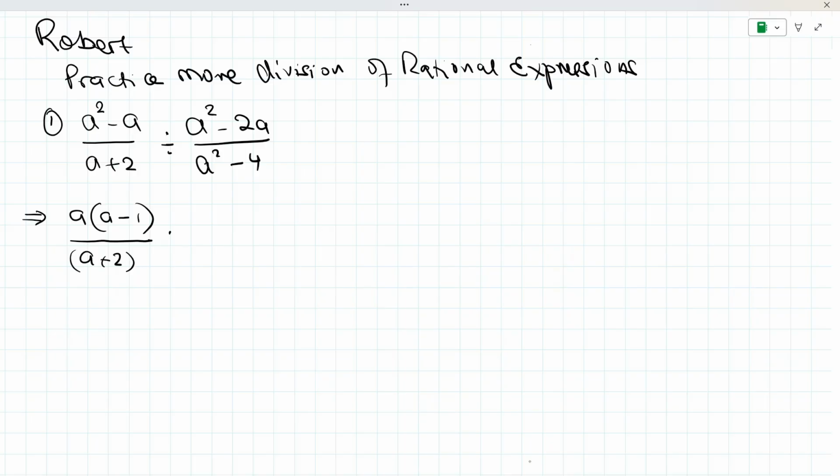And this is supposed to be divided by another expression, which is on our right. And indeed, we have a squared minus 2a. So a is found in both elements. So we can pull that out again, and we remain with a minus 2, because a times a will give us a squared, and a times -2 will give us minus 2a. And this is being divided by a squared minus 4.